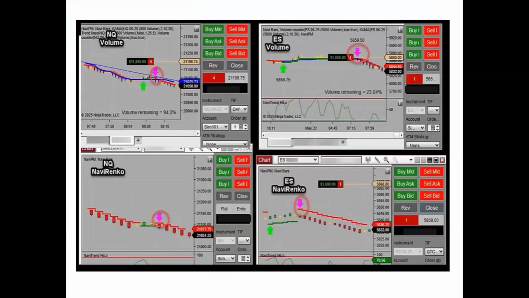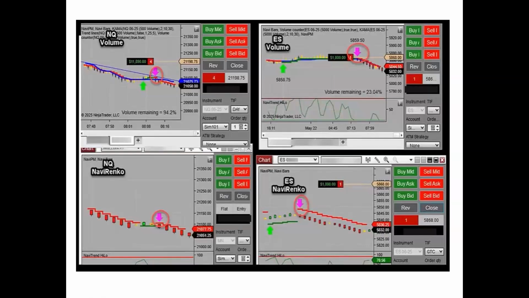When you first become a NaviTrader member, we set up your entire chart workspace for you, the same way that I trade it every day. This is an example of what I like to look at. The top two charts are the volume charts on NASDAQ and E-mini. The bottom charts are the NaviRenko charts on NASDAQ and E-mini. You can see that all these charts are giving you the same signal. That's what you're looking for.